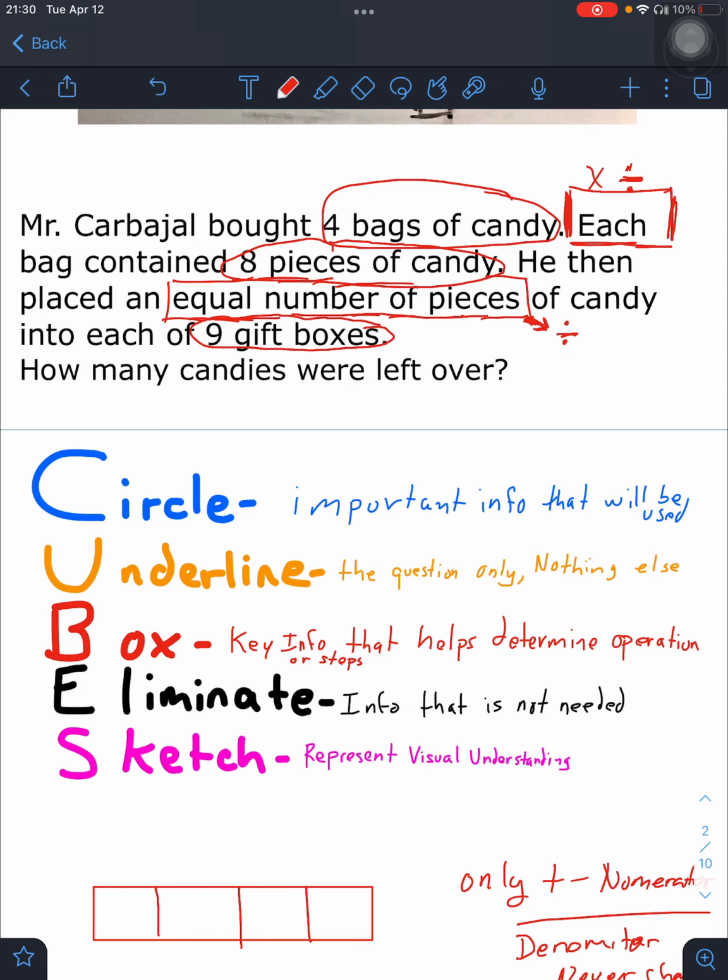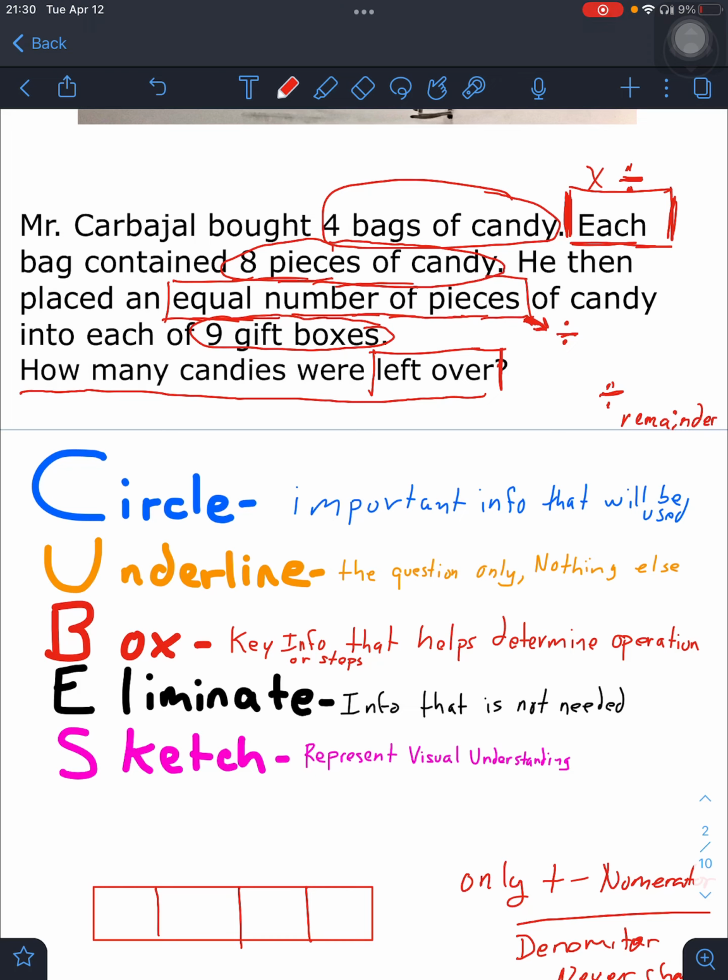How many candies were left over? Here's my question. Underline that. My key point of information here. What section am I looking for? Leftover. So in my plan, I will be dividing, and in my division, I am actually looking for the remainder. That's what's left over. I'm not concerned about the quotient, I'm concerned about the remainder only.